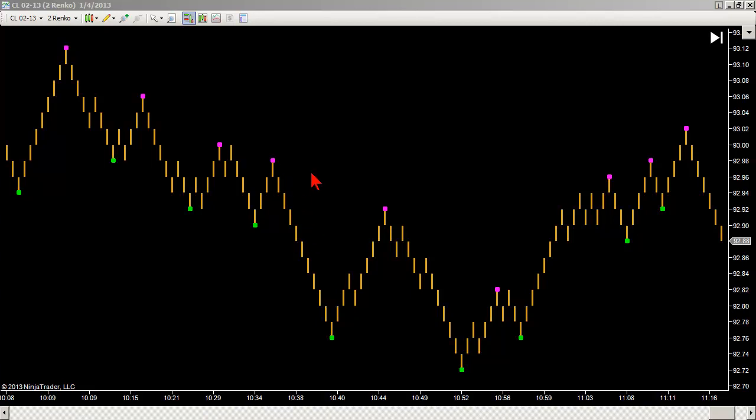Now what you have to remember is these dots are put in after the fact, because you don't know that it's a turning point until after it turns. So after two bars are formed beyond this turning point, this green dot will be placed. After two bars are completed at this turning point, this dot will be placed in here. But when you're using price action trend lines, it doesn't matter that the dots are coming in after the fact.